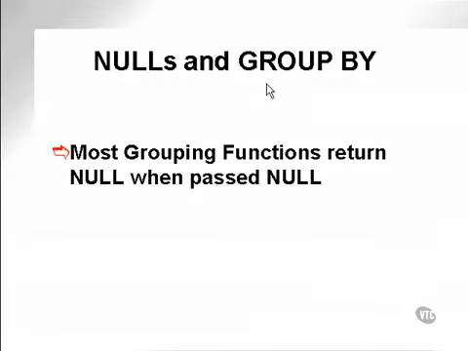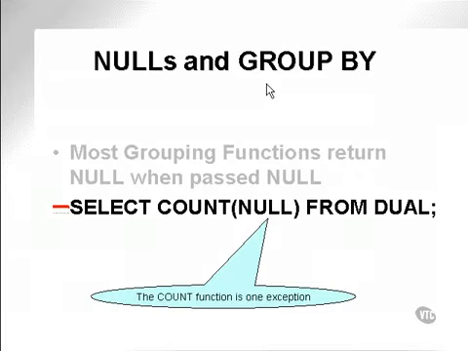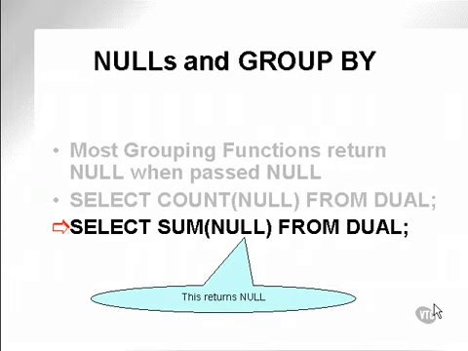Nulls and group by. What do we need to know about nulls and how they behave with group by? Most grouping functions return a null when passed a null value. The only function that doesn't is count. Count will always return a single row. A count of nothing is actually 0, and it will return a row that says 0. Select sum null from dual will sum nothing, and therefore will return nothing, null.